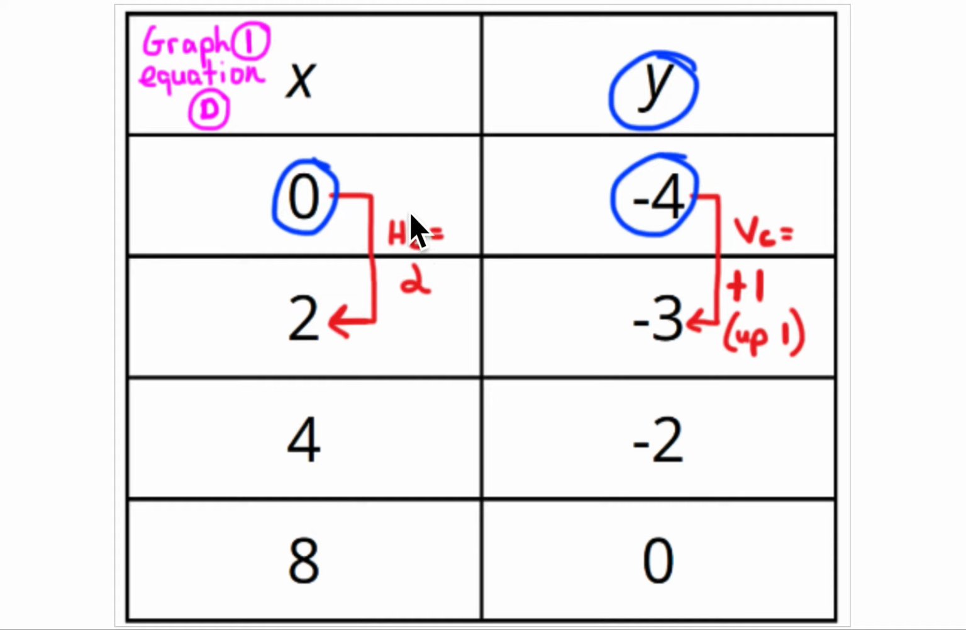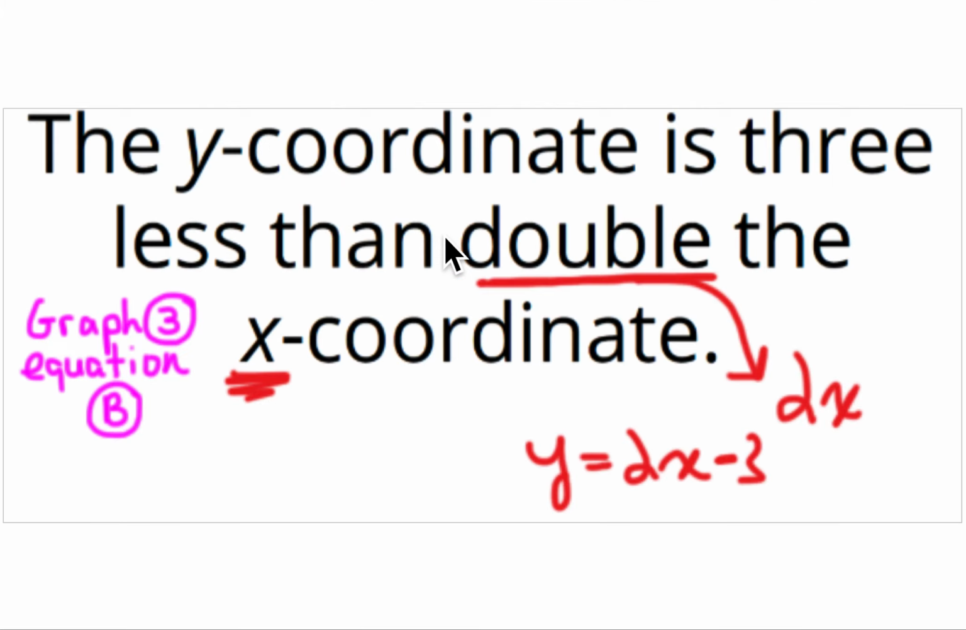So you have a y-intercept of -4 and a slope of 1/2, and again, that is equation D if you go back and look. The y-coordinate is 3 less than double the x-coordinate. So these are always kind of tongue twisters, hard to follow. You just have to write out exactly what it says.